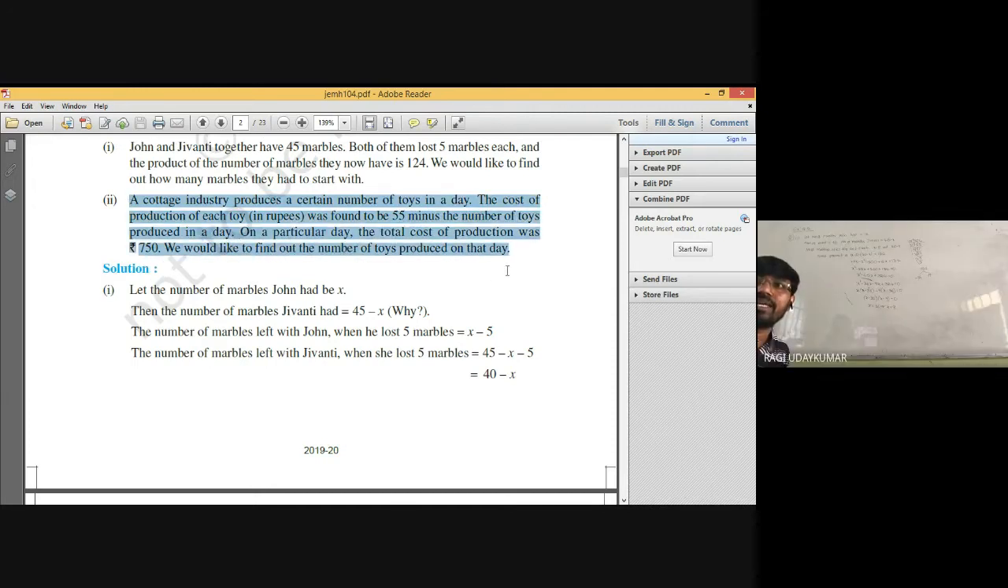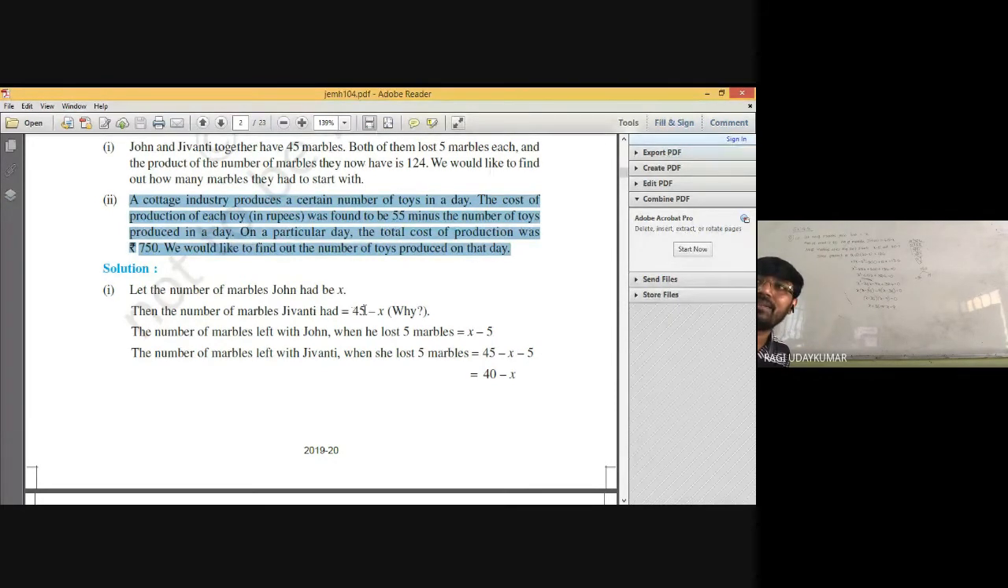Next question: a cottage industry produces a certain number of toys in a day. The cost of production of each toy in rupees was found to be 55 minus the number of toys produced in a day. So if you consider the number of toys produced in a day as x, then the cost of each toy is 55 minus x.